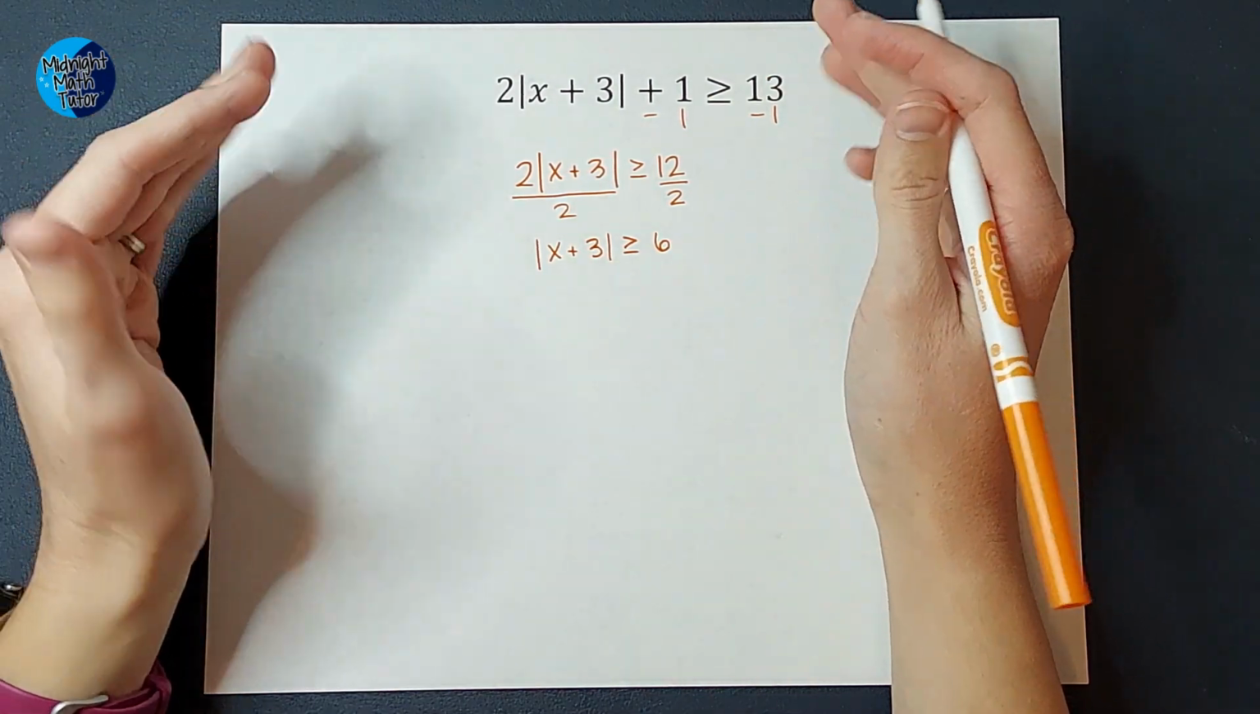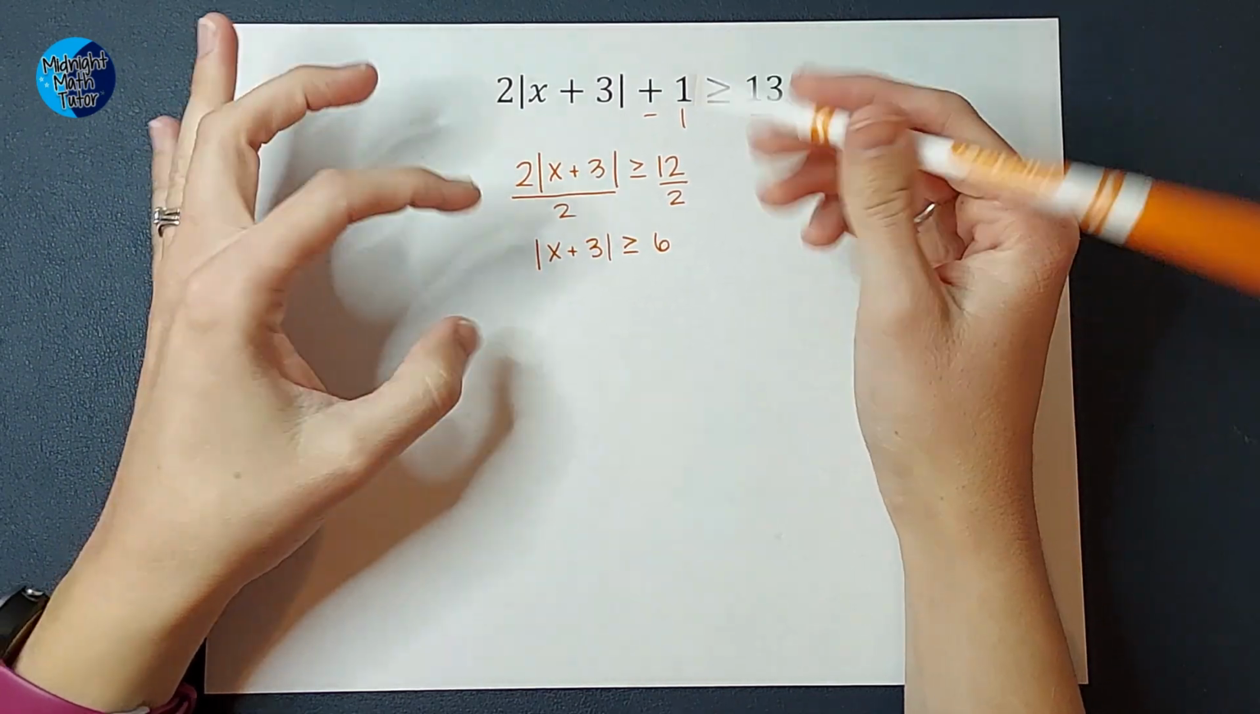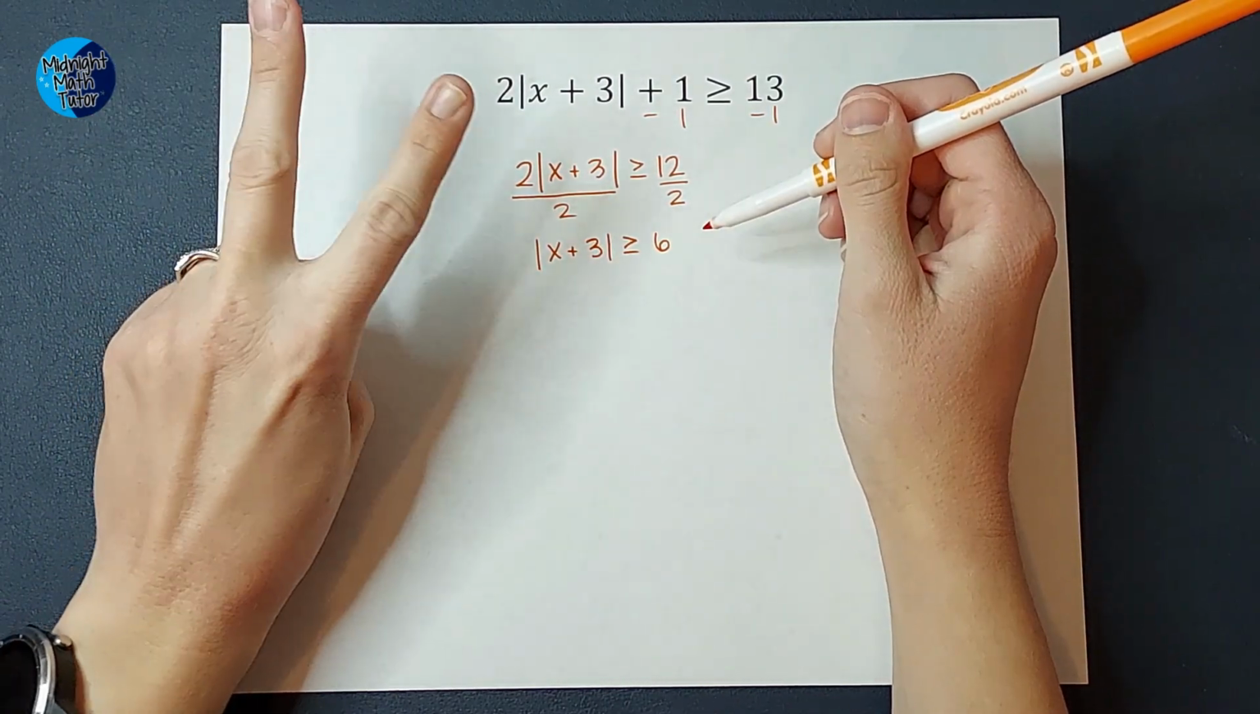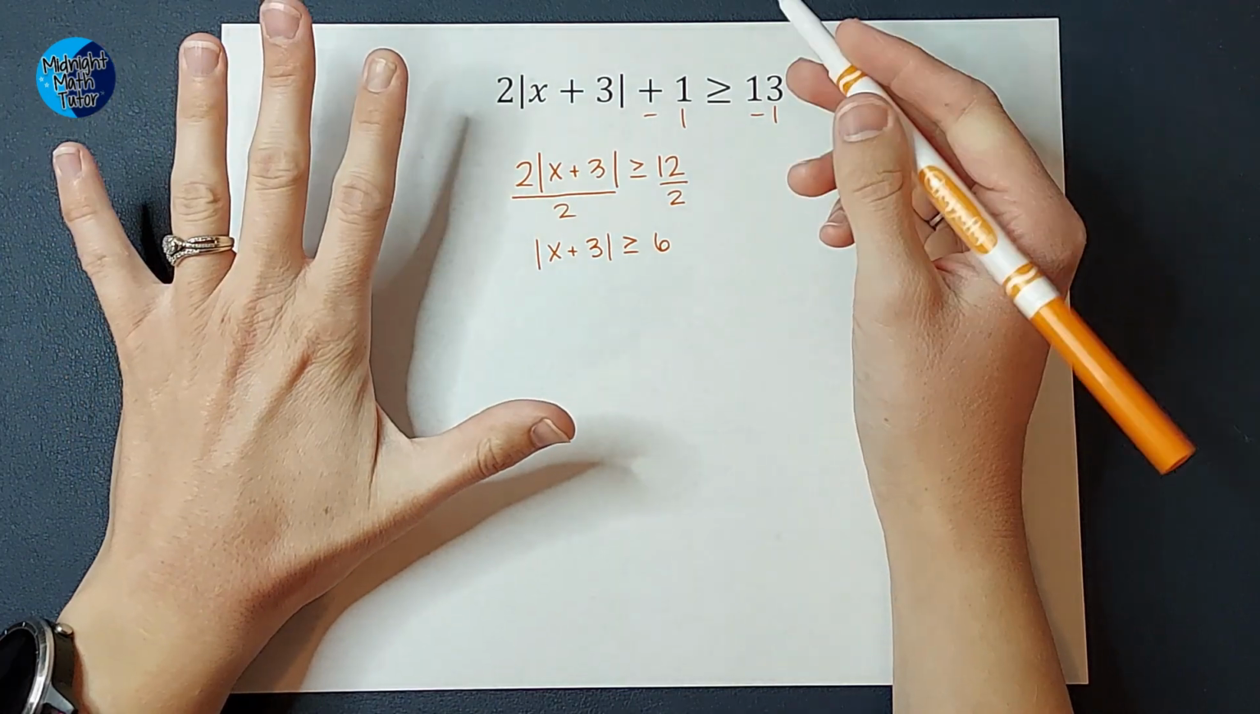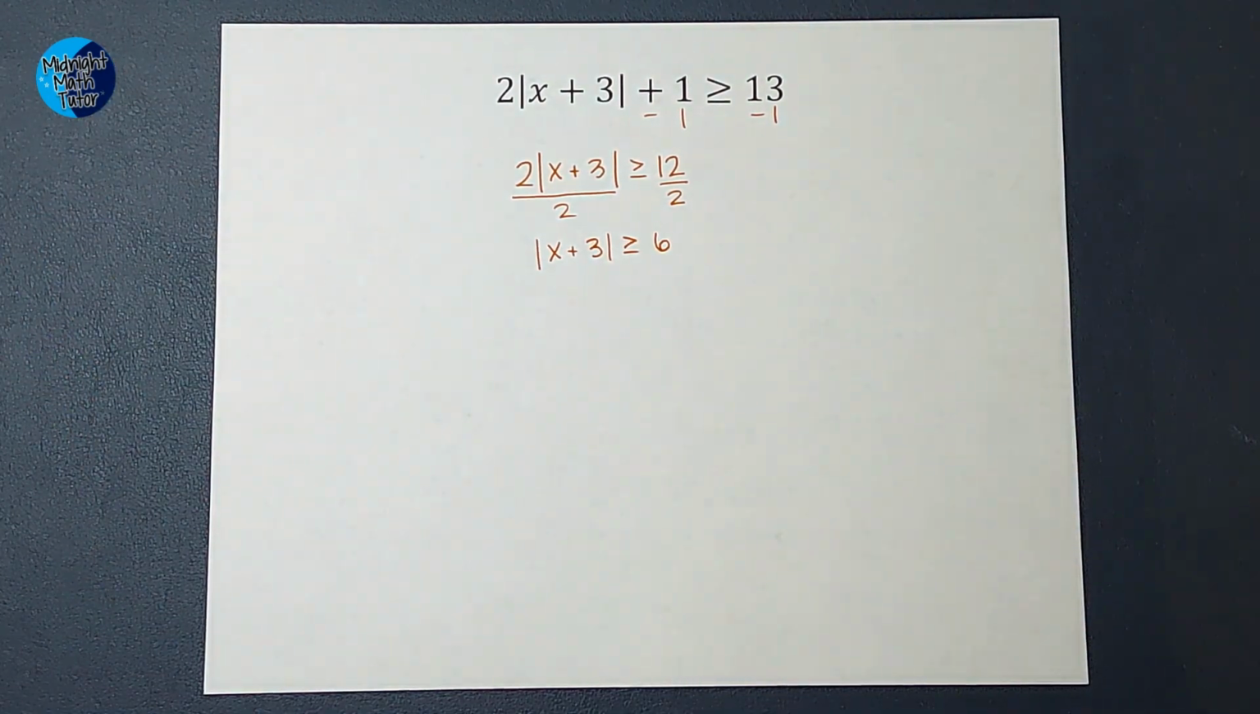I'm feeling good. From here, what we're going to do is we're actually going to split this into 2 different inequalities, okay? And if you're like, why on earth are you doing that? I'll link a video explaining why we do this, okay?